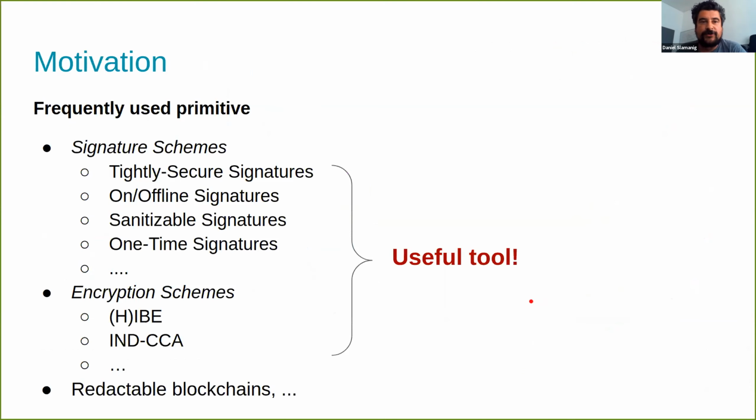Okay, so what's the motivation for having chameleon hashes? They are quite frequently used in different primitives. In basic cryptographic primitives like constructing tightly secure signatures, online-offline signatures, sanitizable signatures, and so on, a very prominent application is to lift non-adaptively secure signatures to adaptively secure ones. They're also used in encryption schemes, and increasingly we see that they are also used in larger constructions like editable or redactable blockchains in very different flavors.